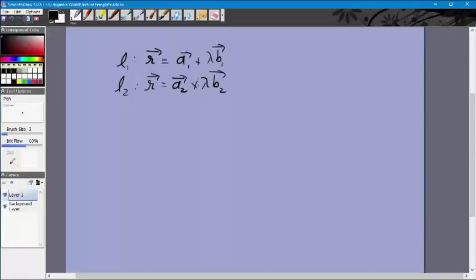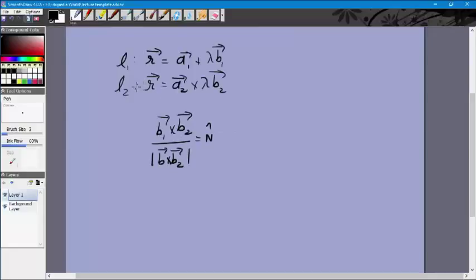Now let's assume for a second that these lines are coplanar. If these lines are coplanar and they are not parallel, then B1 is not parallel to B2, but the line perpendicular to both B1 and B2 will be B1 cross B2. And if we divide it by its magnitude, we don't need to, but if we do, it will make it easier, then this would be n cap, where n cap would be the unit vector perpendicular to both of them.